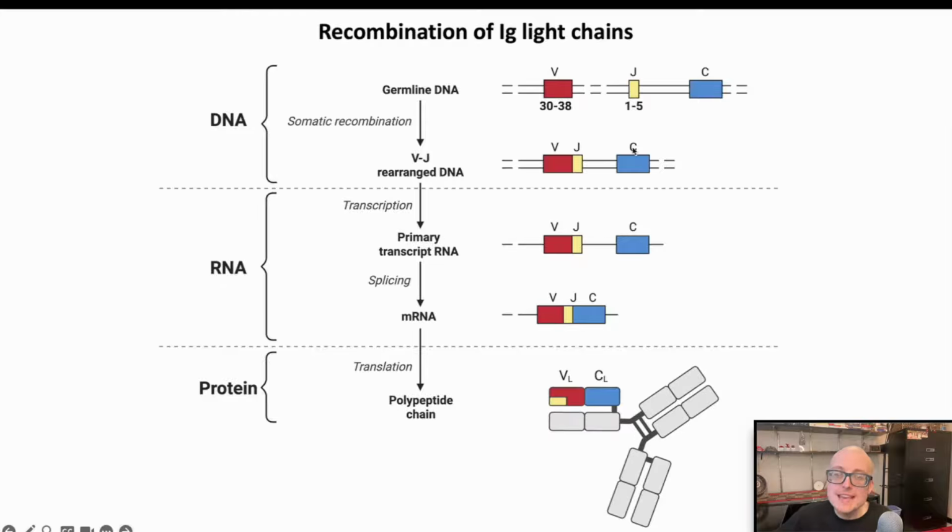So a point I want to make is that the recombination of a V segment with a J segment is a permanent change in the genome of the B cell. Because you're cutting out DNA, that cannot be reversed. The cell only has one copy of DNA.